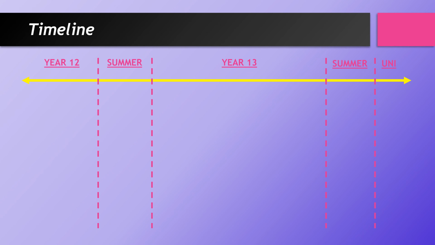Now, the timeline here is based on you being 17, 18 when you are doing this application, and you being in a sixth form or a college. Of course, you can apply to university when you're an adult, you can apply further down the line, you can have a gap year, and so these timings may change, but I'm assuming most of you watching are maybe in year 12, in year 13, and so this timeline will hopefully apply.